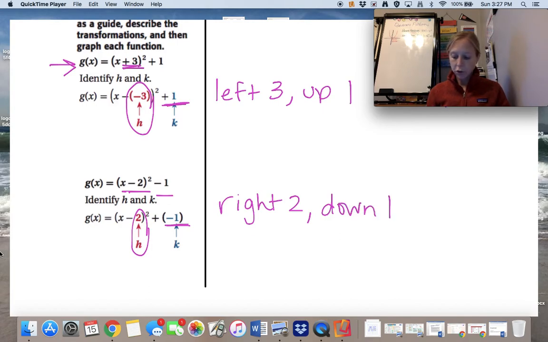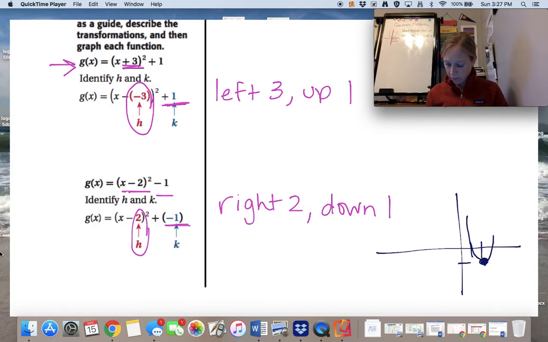Again, you can choose to graph this using some kind of graphing device, or you can do it by hand. I know that this went right 2, down 1. The parabola's vertex is what that's called, is right here.